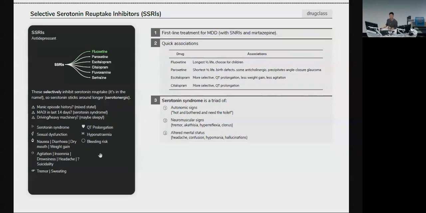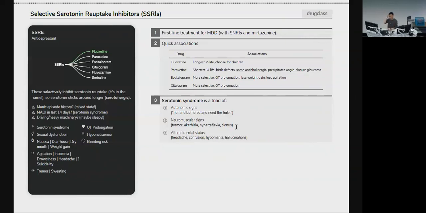Now, the side effects of SSRIs are very numerous, and unfortunately, it's very hard to remember all of these. I think probably the main one to remember is serotonin syndrome, which is this triad of autonomic signs, neuromuscular signs, and altered mental status. Essentially, the autonomic signs are you get really sweaty, you get really shivery, and you need to go to the toilet for diarrhea, so things get really active. It's that feeling you get before a really stressful exam. You get neuromuscular signs, and these are things like tremor.